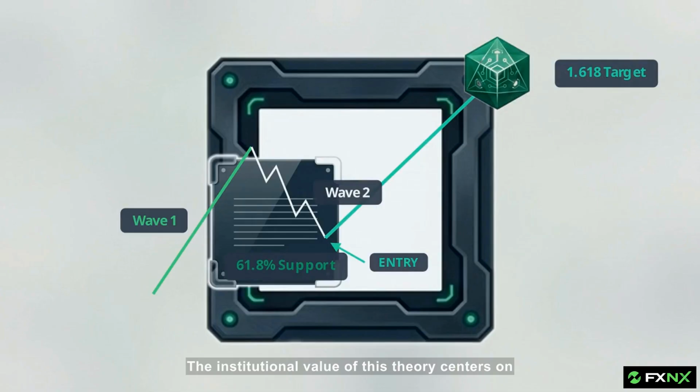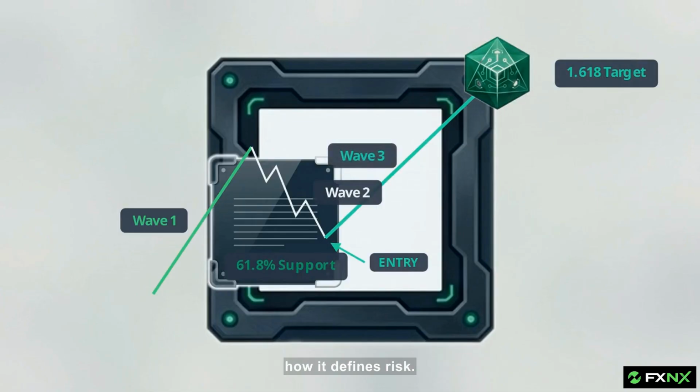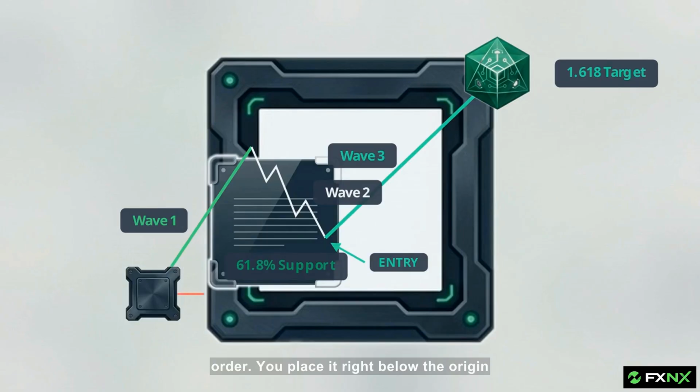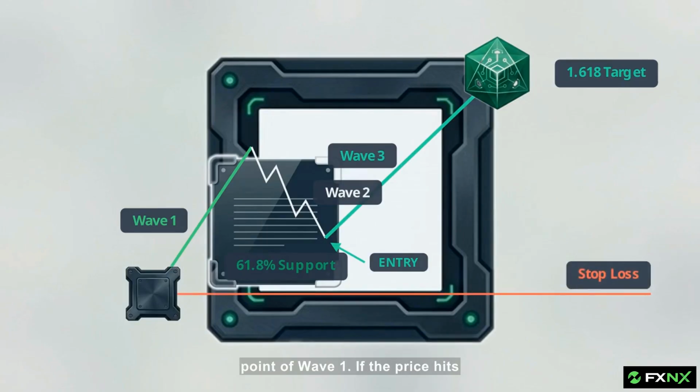The institutional value of this theory centers on how it defines risk. Most systems guess where to place a stop loss. This framework calculates it based on structural failure. Because of the cardinal rules, you have an exact mathematical location for a stop loss order. You place it right below the origin point of Wave 1. If the price hits that line, the pattern is logically dead, and you exit the trade.